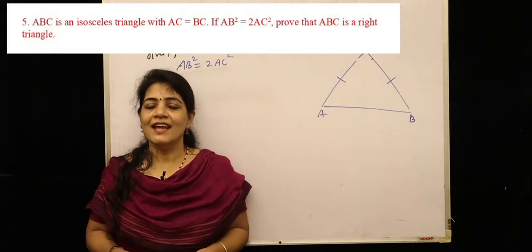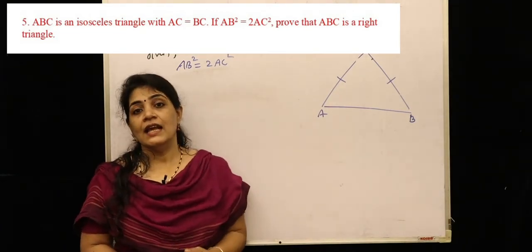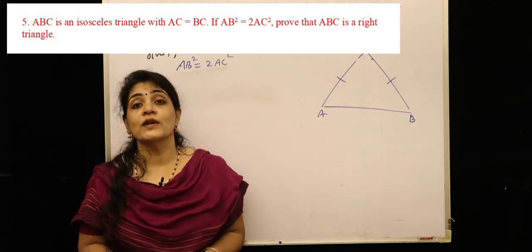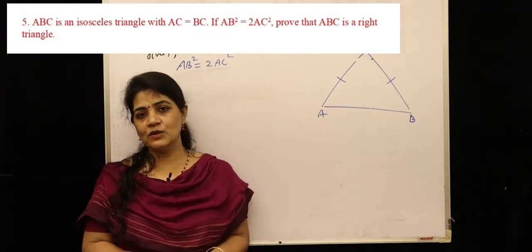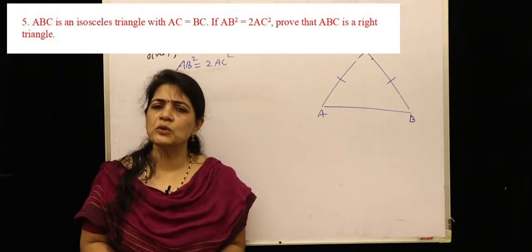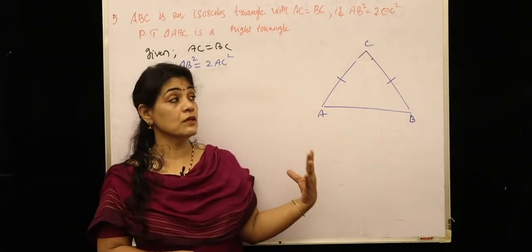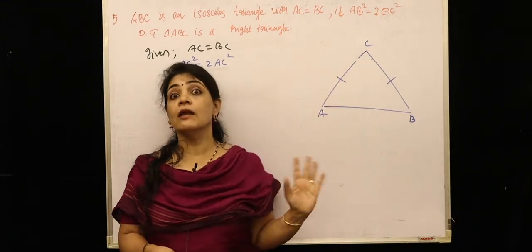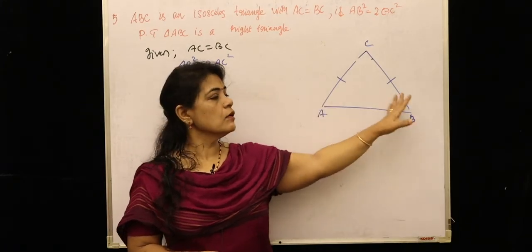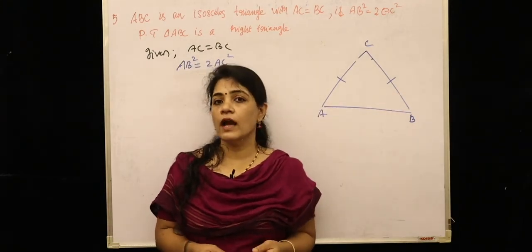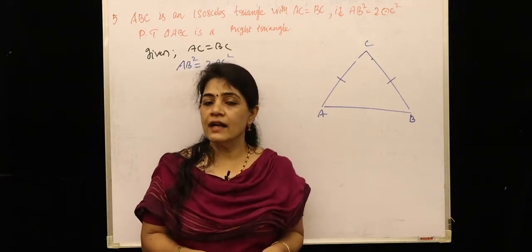Now the fifth question. Here triangle ABC is an isosceles triangle with AC equal to BC. If AB square equal to 2AC square, show that triangle ABC is a right triangle. That is the question. See children, how can we show that a triangle is a right triangle? The question is given in terms of sides, AB square equal to 2AC square and also AC is equal to BC. Nothing is given in terms of angle.